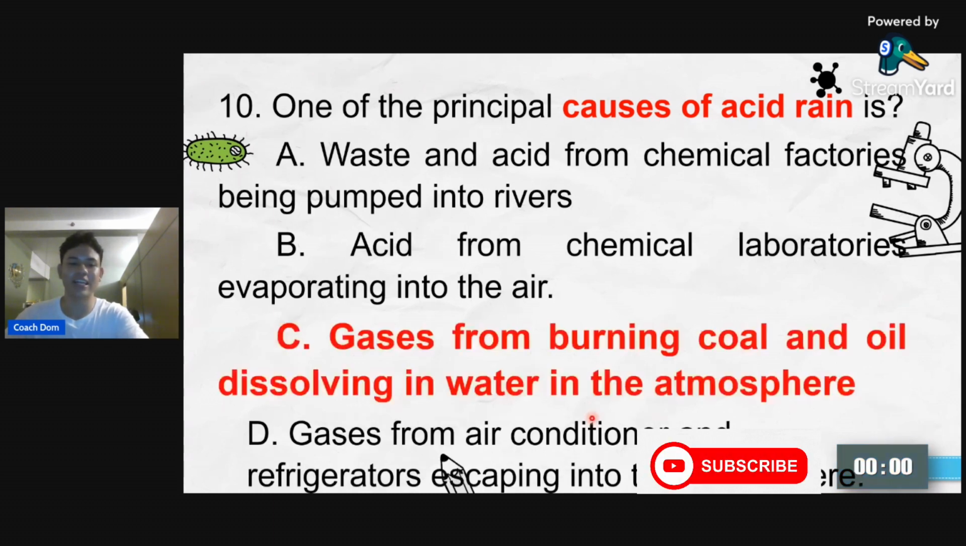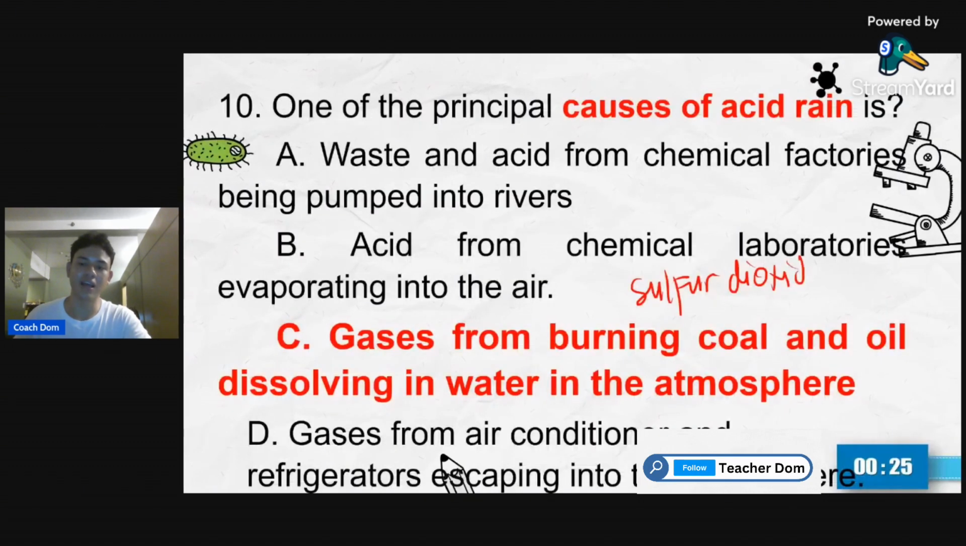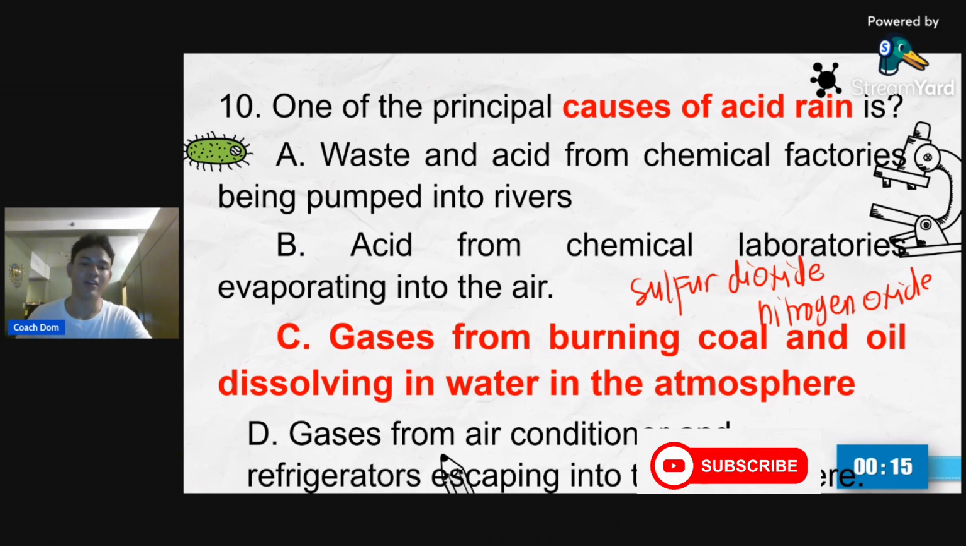Correct answer? That is letter C, gases from burning coal and oil dissolving in water in the atmosphere. Take note po, yung nagko-cause ng acid rain is because of the chemical reaction of our sulfur dioxide and also our nitrogen oxide na nirelease into the air. So that is part of the chemical reaction that causes acid rain.